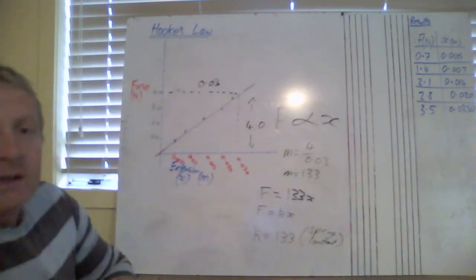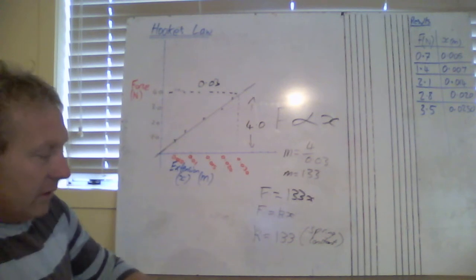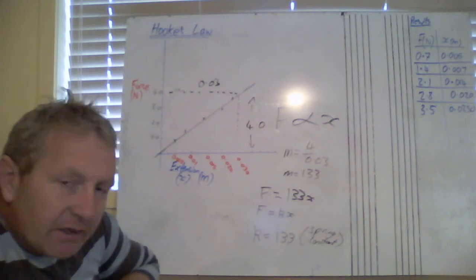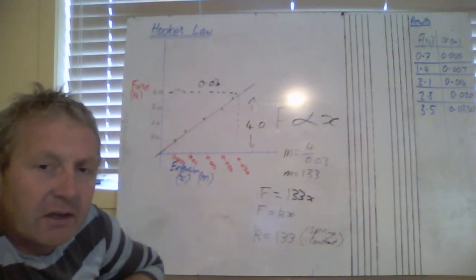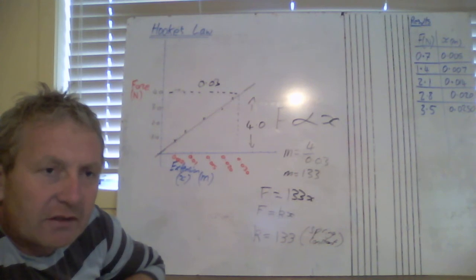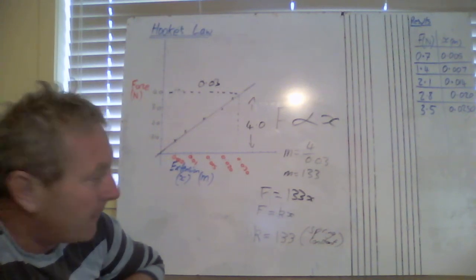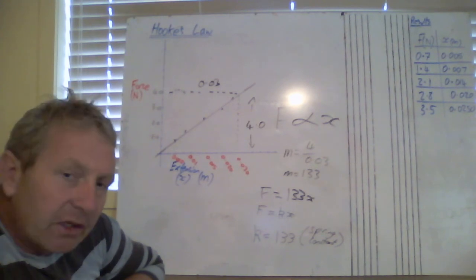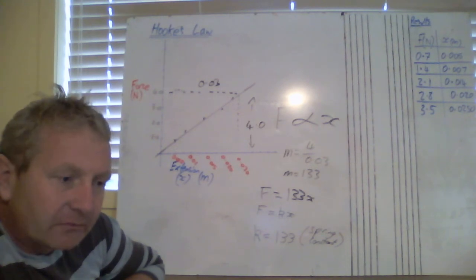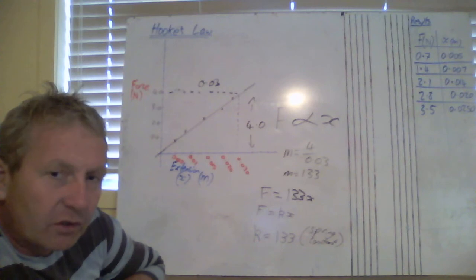Now, what does that mean? Well, it's a value that tells you how far the spring will stretch depending on how much force you apply to it. It also works for compressing springs as well. It only works for springs which follow Hooke's law.